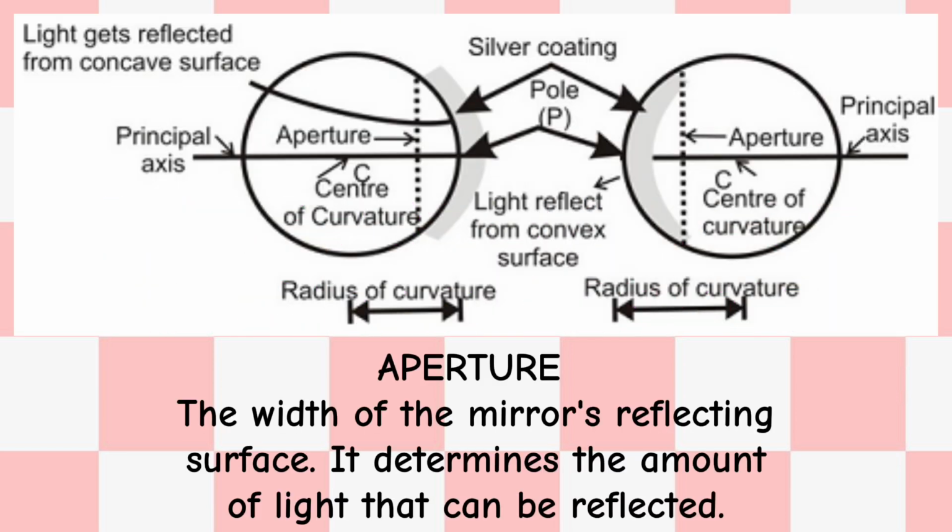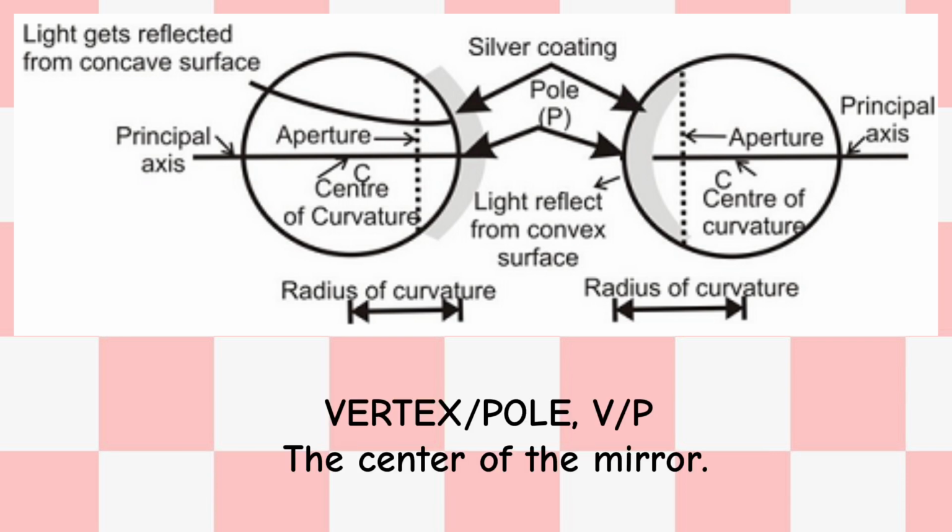Now, what are the reflection of light in curved mirrors? Aperture: the width of the mirror's reflecting surface. It determines the amount of light that can be reflected. Pole: the geometric center of the reflecting surface. It's the point where the principal axis intersects the mirror.